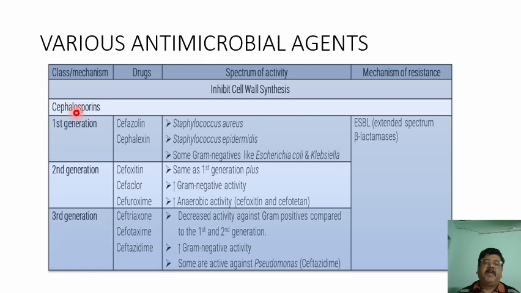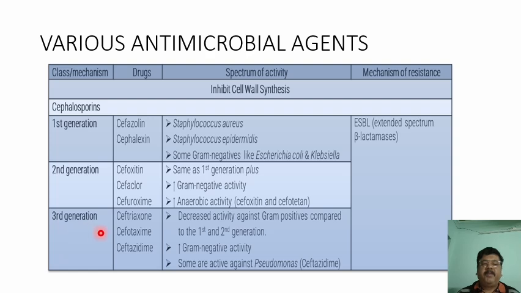Then come to cephalosporins. Again, they act on the cell wall and inhibit cell wall synthesis. First generation, cefazolin and cephalexin, are used for the treatment of Staphylococcus aureus, Staphylococcus epidermidis, and gram-negatives like E. coli and Klebsiella. Then second generation: cefoxitin, cefaclor, and cefuroxime. The spectrum of activity is the same as the first generation, plus gram-negative activity is increased and anaerobic activity is increased. Cefoxitin and cefotetan have increased anaerobic activity.